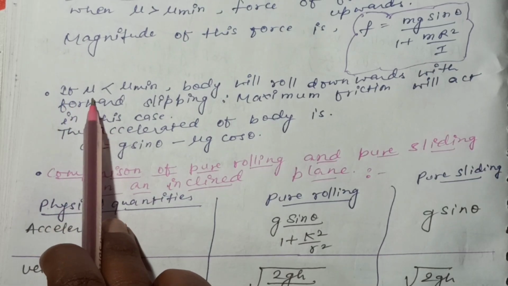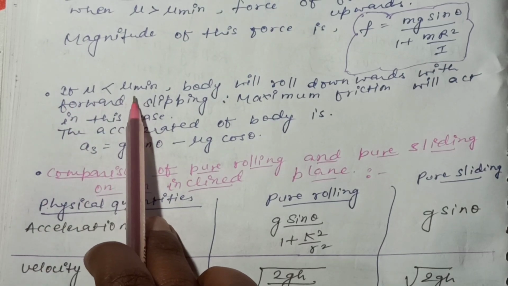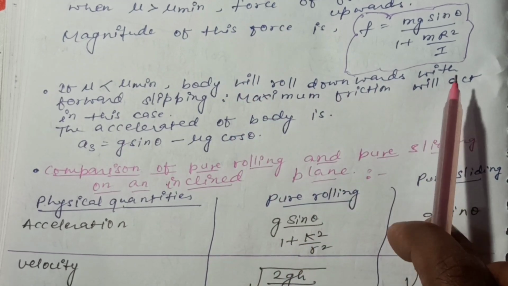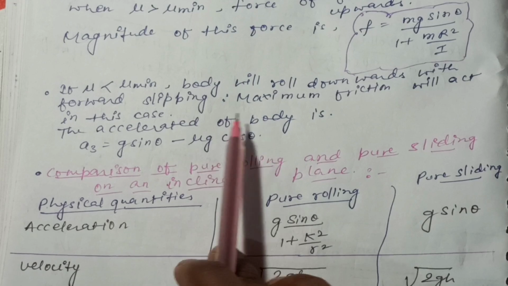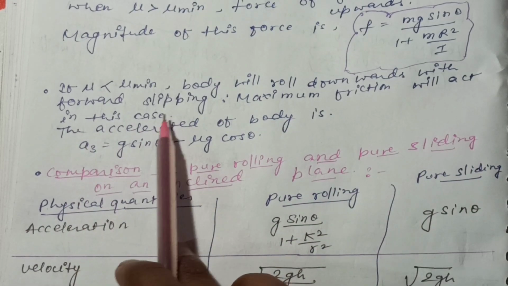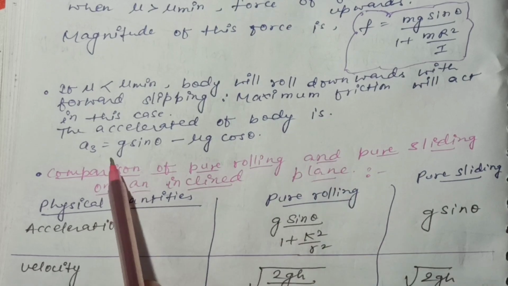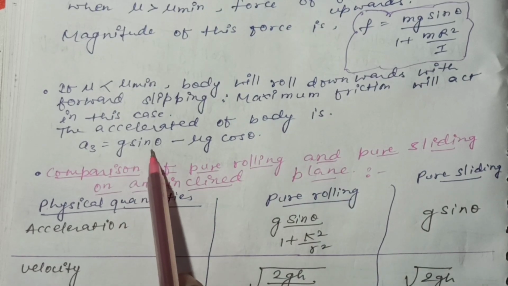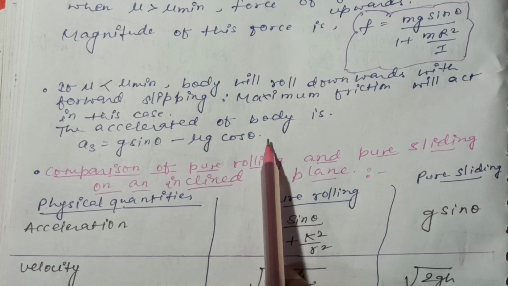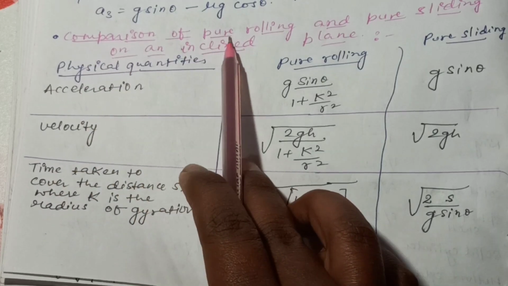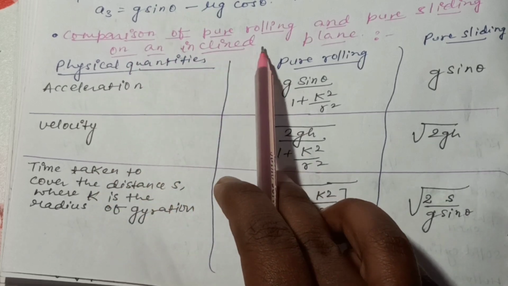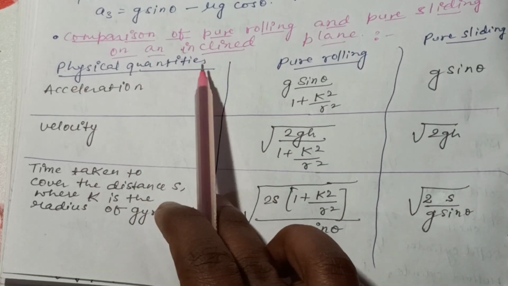If mu is smaller than mu minimum, the body will roll downwards with forward slipping. Maximum friction will act. In this case, the acceleration of the body is a3 is equal to g sin theta minus mu g cos theta. Comparison of pure rolling and pure sliding on an incline for physical quantities.